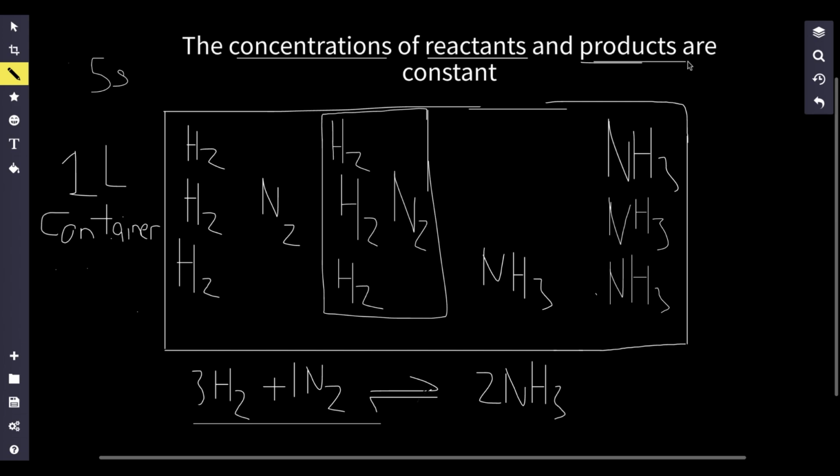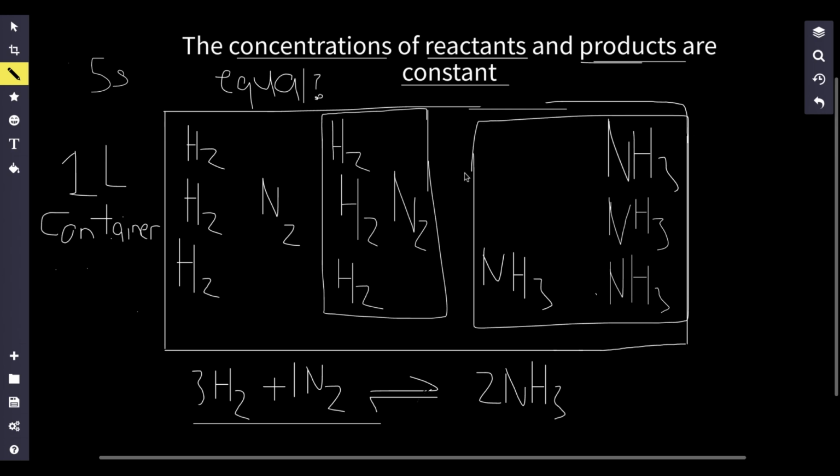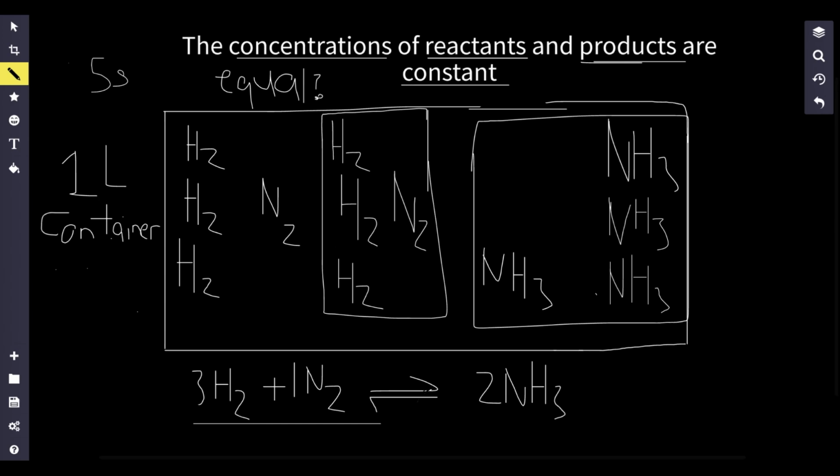So the concentrations of our reactants and our products are going to be constant. They're not going to be equal to each other, though a lot of people think they are. You can see there are 4 molecules of products on this side, and 6 molecules of H2 and 2 molecules of N2. The concentrations are different, but over time, when all of this is happening, the concentrations of reactants and products are going to be constant.